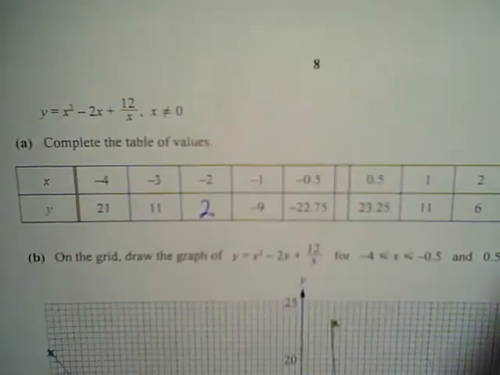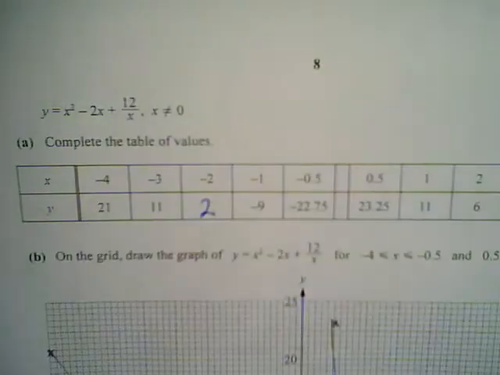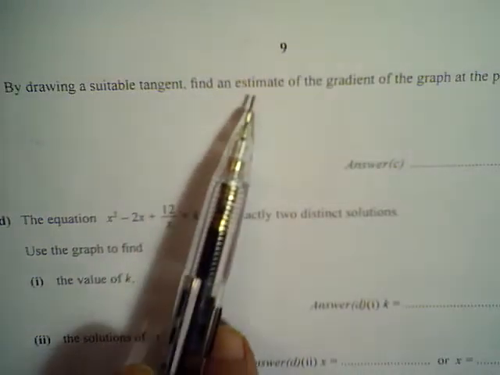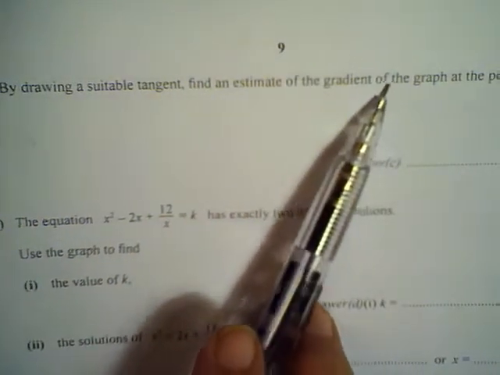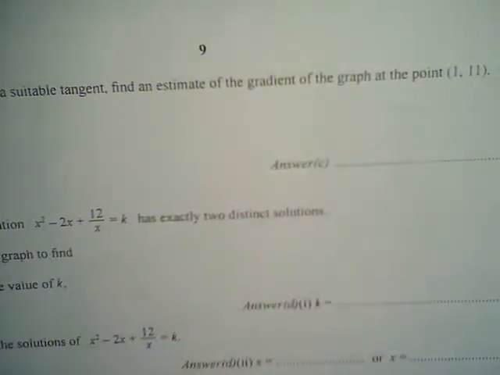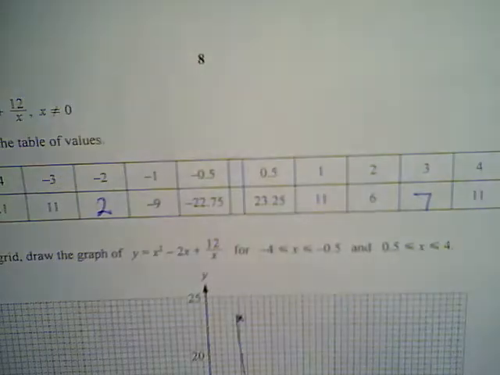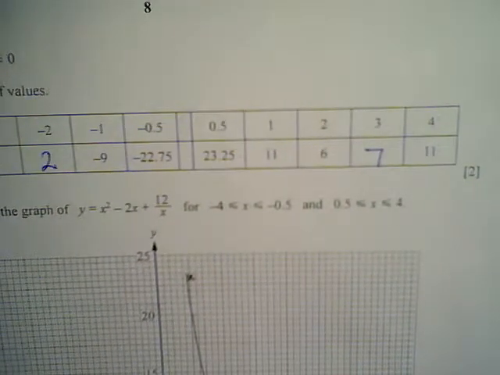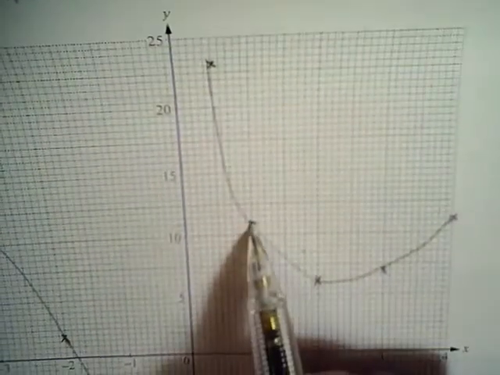Okay, good. So question 5, let's move on to the question part of this. They ask there, by drawing a suitable tangent, find an estimate of the gradient of the graph at the point 1 and 11. So I need to find the point 1 and 11, 1 and 11 over there. There we go. And now I've got to draw this tangent line.